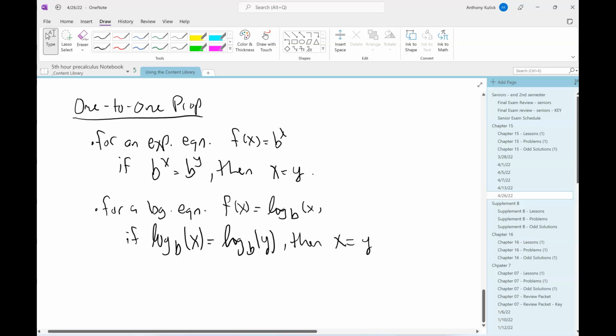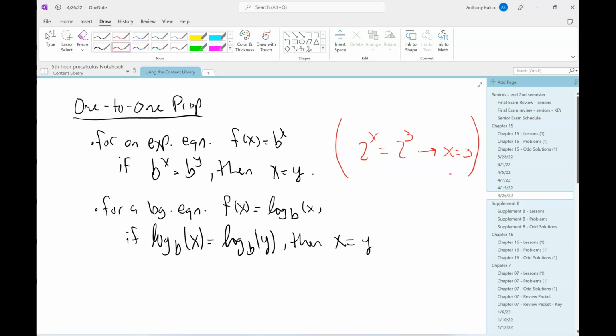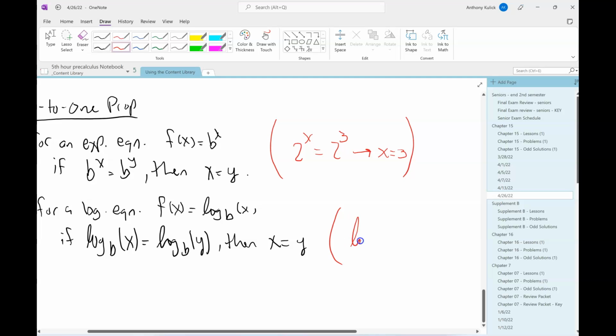And this feels very common sensey, right? Clearly, if I have 2 to the third is equal to 2 to the x, then x has to equal 3. Right? If I have something like this, that should be really obvious to see. Similarly, if we have the natural log of x equals the natural log of 2, well, again, clearly x has to just be 2. That's kind of what these one-to-one properties are saying.